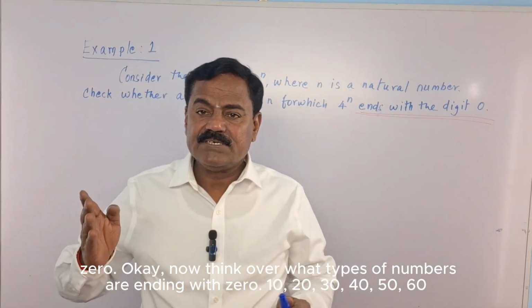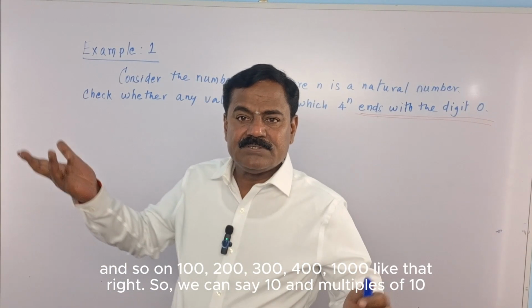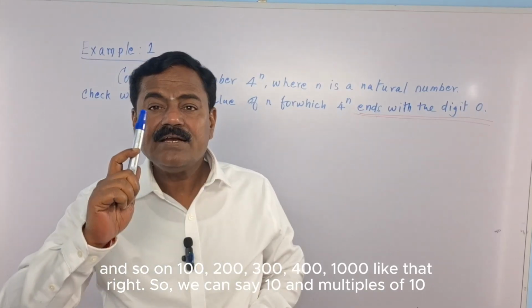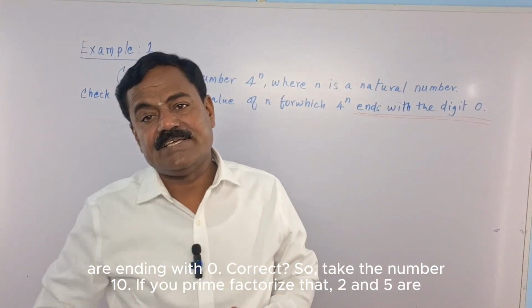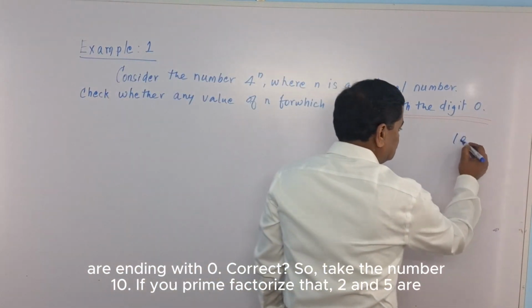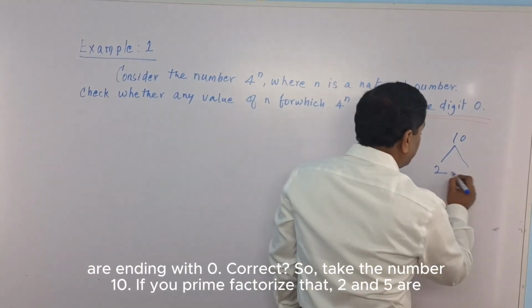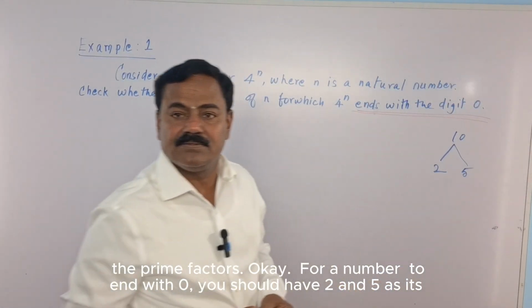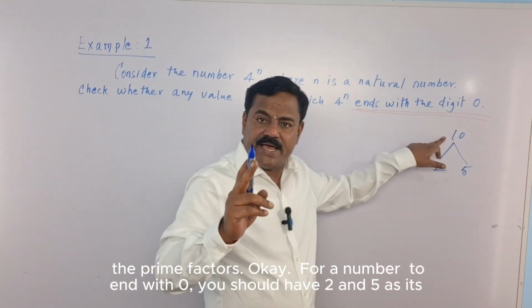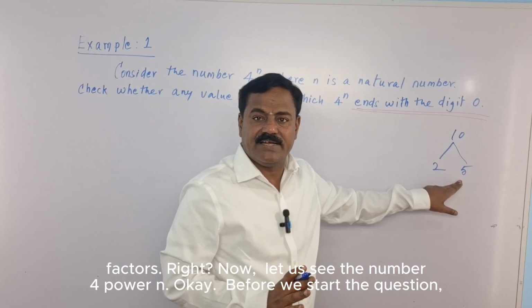10, 20, 30, 40, 50, 60 and so on, 100, 200, 300, 400, 1000, like that, right? So we can say 10 and multiples of 10 end with 0, correct? Take the number 10. If you prime factorize it, 2 and 5 are the prime factors, right? For a number to end with 0, it should have 2 and 5 as its factors.